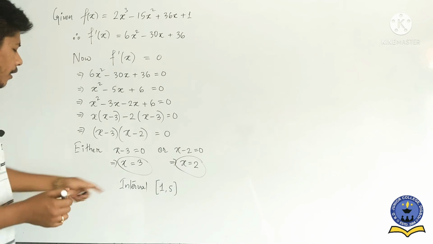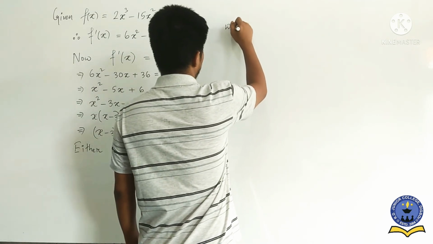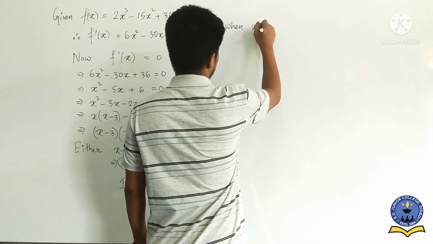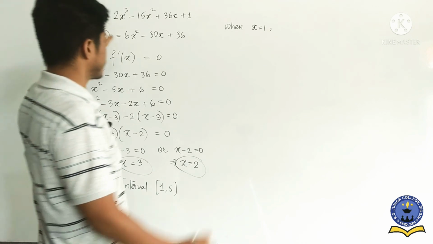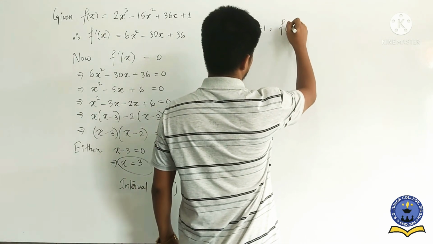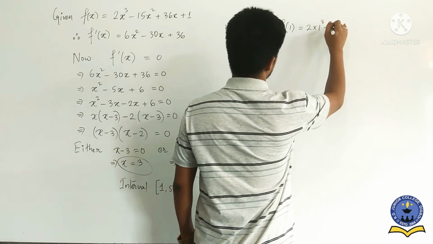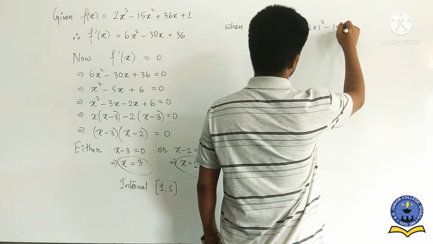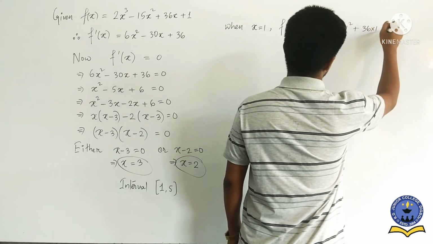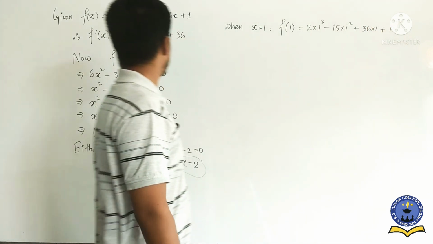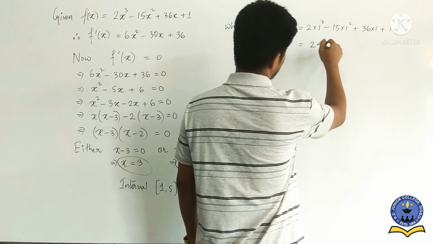For that reason, first of all, when we put x equals 1, the given function is this one, so we have to write f of 1. F of 1 equals 2 into 1 cube minus 15 into 1 square plus 36 into 1 plus 1, isn't it? If you calculate this, we get the answer 24.